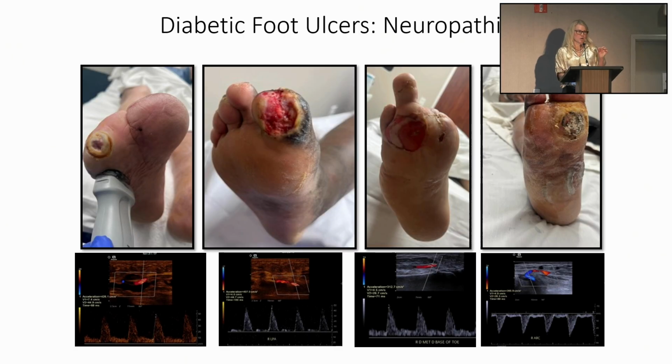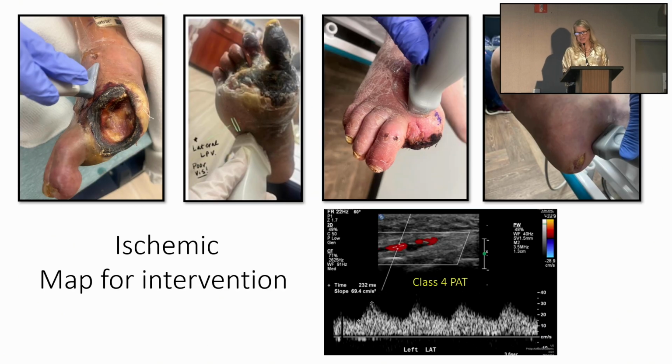I love it for our podiatric partners because we work a lot with our podiatrists to say, hey, this is a non-healing wound. Can we just do a quick pedal duplex? These are all neuropathic diabetic foot ulcers. There is not an ischemic component to these patients. They just need medical optimization and good podiatric care and probably some endocrine control maybe. Versus these patients, these are ischemic. You put the probe right next to the wound bed and you can bet that these are all class 4. They need to be revascularized.